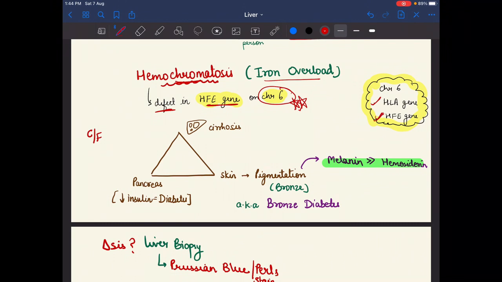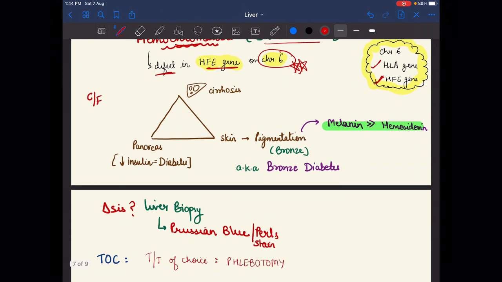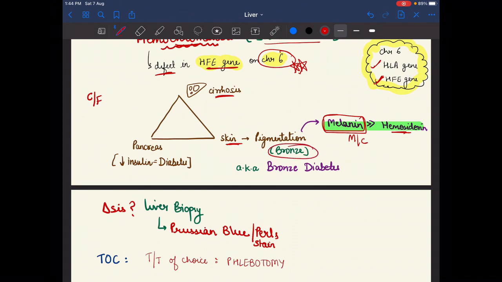Now, what are the clinical features of a hemochromatosis patient? The hemochromatosis person will come with cirrhosis. There is skin pigmentation, and if there is skin pigmentation, the most common reason is melanin as compared to hemosiderin. So most common is due to melanin, and because of the skin pigmentation the patient's color is bronze, and there is a decrease in insulin which leads to diabetes. So we also call it bronze diabetes.